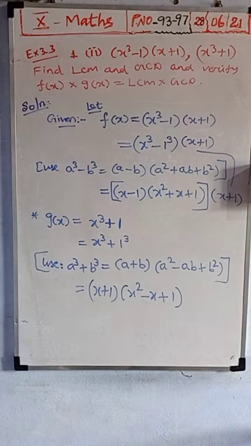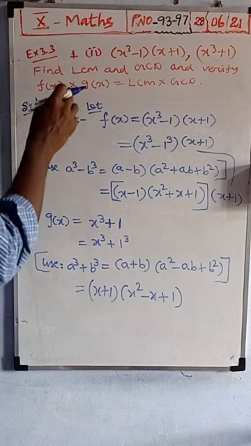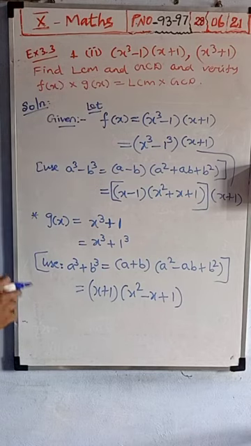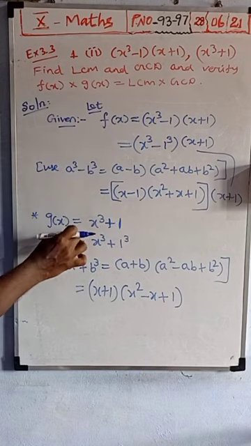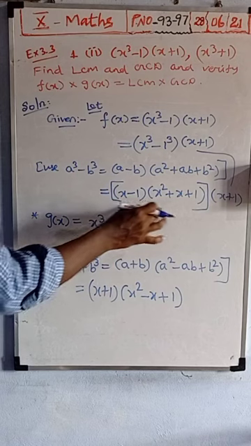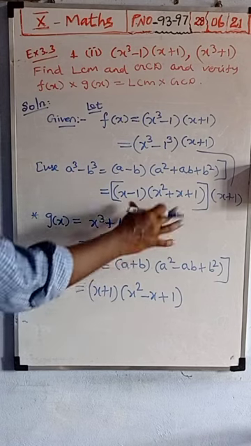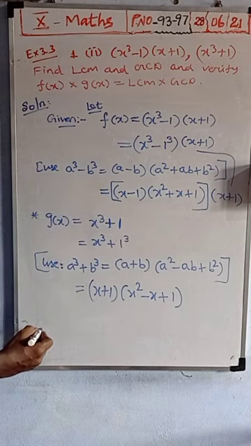Why first I changed them into factors: then only can we easily write the LCM and GCD. For that only I have changed the given f of x and g of x, and written these factors. Now first we want to write the LCM.